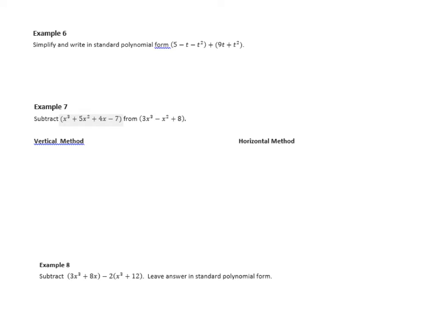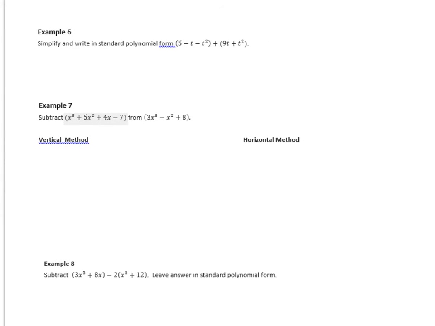Okay, example 6 is one more addition problem. You'll notice that in the first set of parentheses you've got 3 terms. 1, 2, 3. And in the second parenthesis you only have 2 terms. Don't get worried about that. That's okay. You're still just going to combine your like terms. You can just drop the parentheses. You have a 5 minus a 1t minus a 1t squared. You're adding a 9t and a t squared.